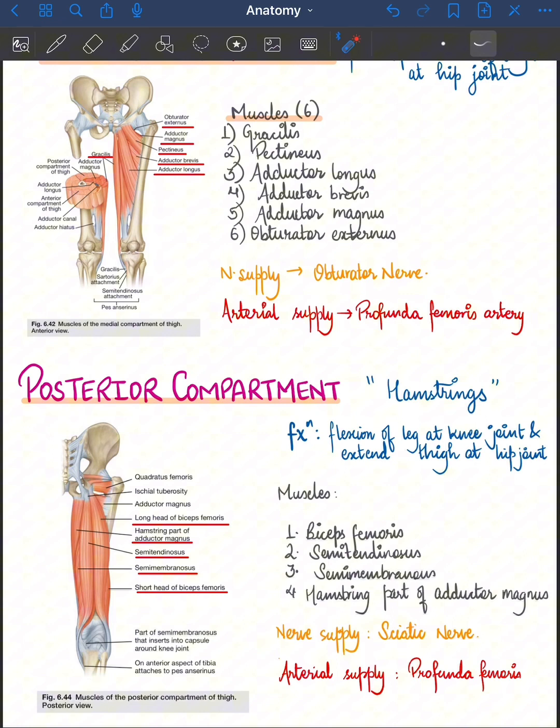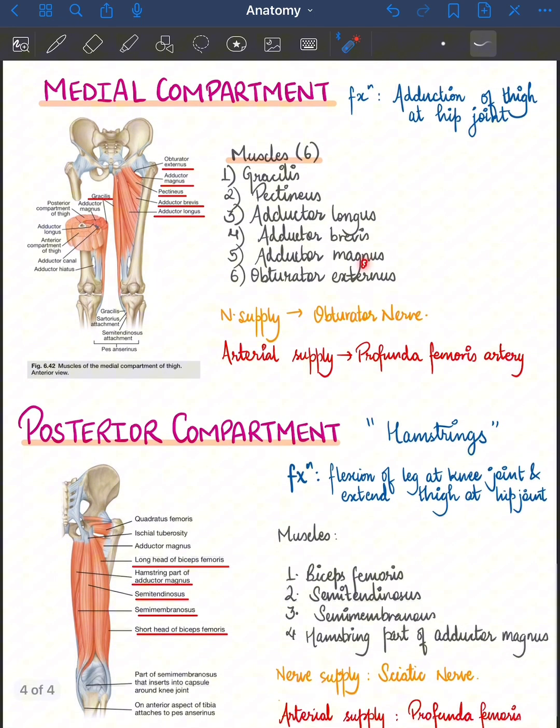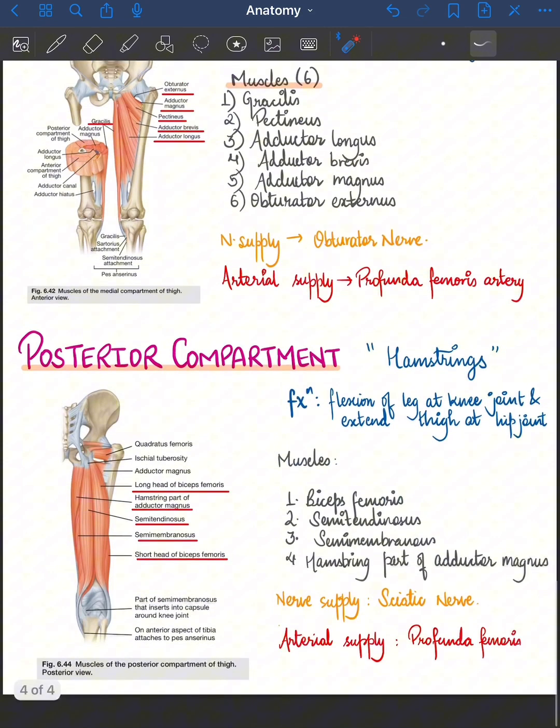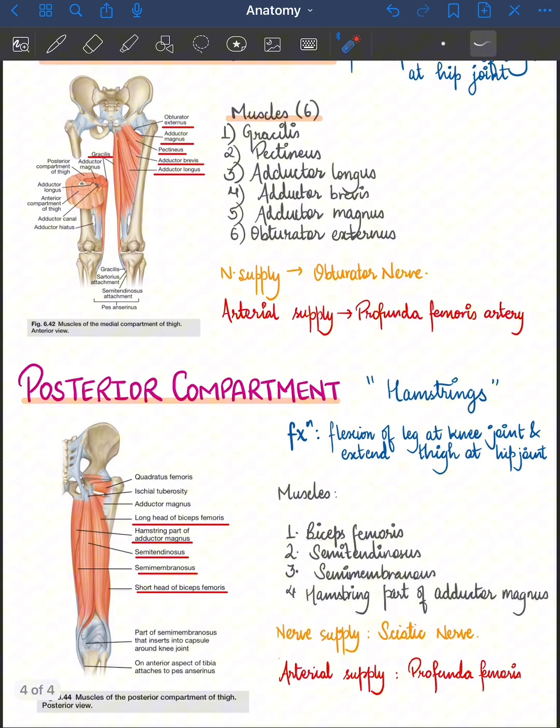The muscles of this compartment, the hamstring muscles, include the biceps femoris, semitendinosus, semimembranosus, and the hamstring part of the adductor magnus. Adductor magnus is a big muscle, so the hamstring part comes under the posterior compartment, and the remaining part comes under the medial compartment. So these are the muscles, and the nerve supply of the posterior compartment is the sciatic nerve, and the arterial supply is the profunda femoris artery.